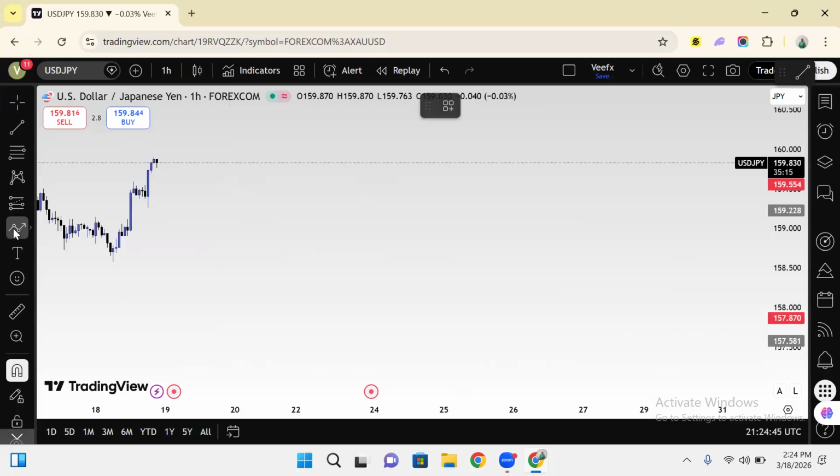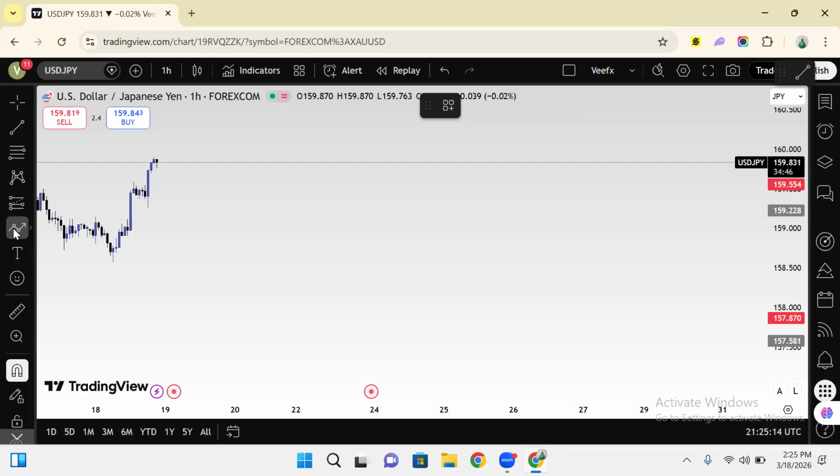So if the market gives you a market structure shift, that is to say that that particular trend is coming to an end. So if the market was on a downtrend before and it gave you a market structure shift, that means that that downtrend is about to end and an uptrend, which is the opposite trend, is about to begin. If the market was on an uptrend and it gives you a market structure shift, that's an indication that the uptrend is about to end and a downtrend is about to begin in the opposite direction.